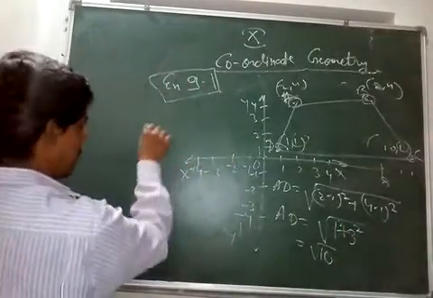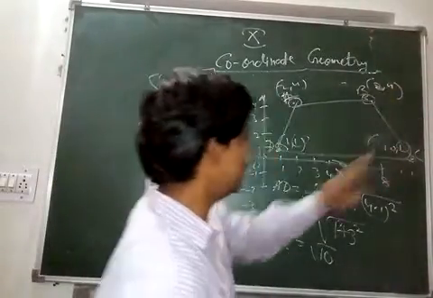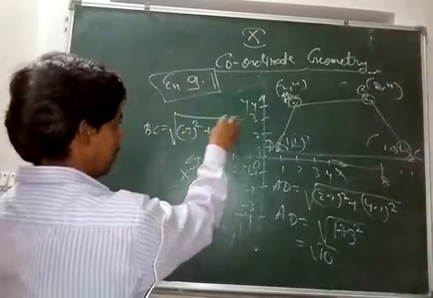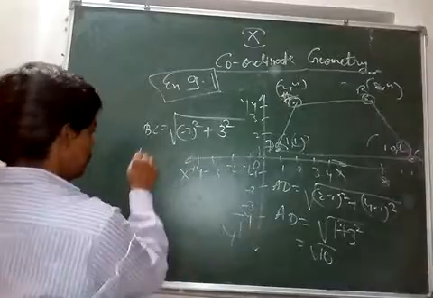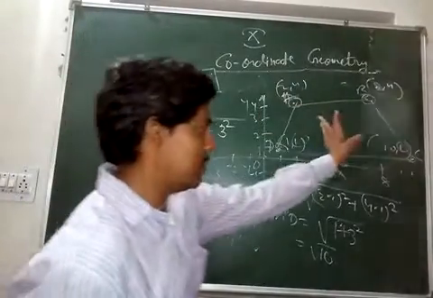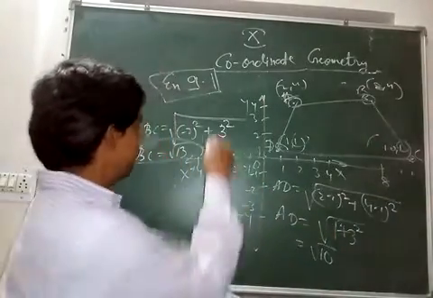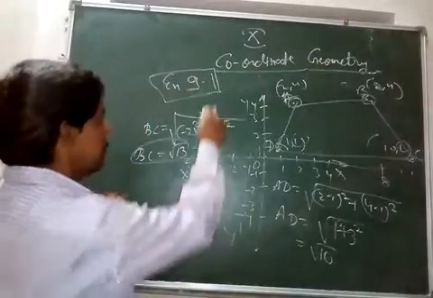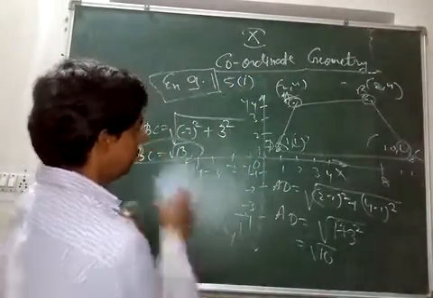And similarly BC. BC is the square root of (8 minus 10), that is minus 2, square, plus (4 minus 1), 3 square. So this is definitely not equal. 2 square is 4, 3 square is 9. This is root 13. So this is not an isosceles trapezium, but it is definitely a trapezium. Okay. So that was the first part of question number 5. There is one more part, so let's do that one also.